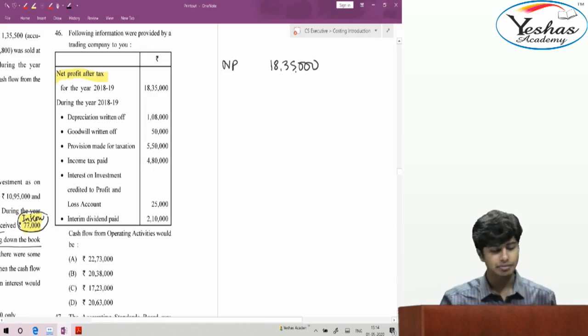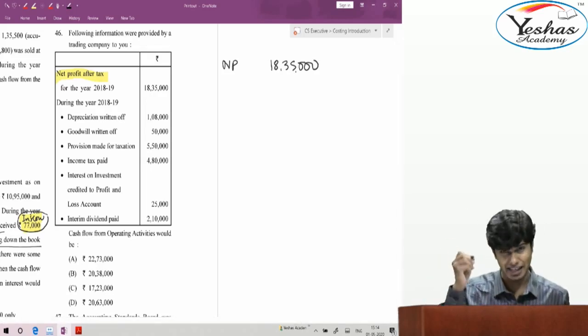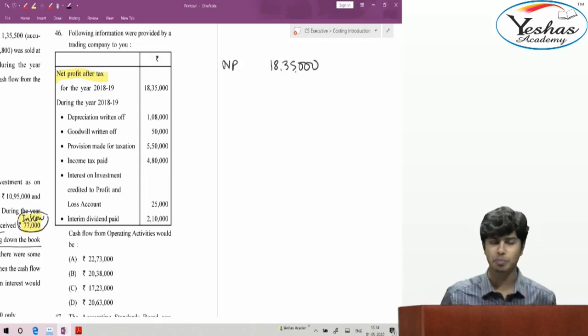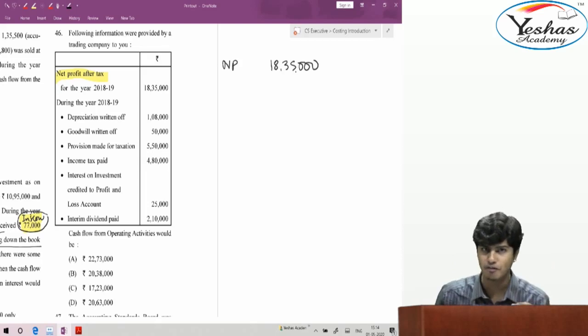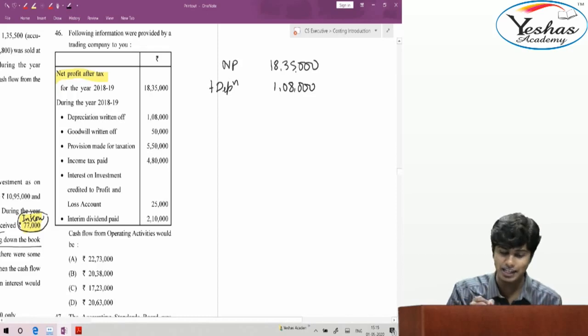18,35,000. And what is happening during the year? These items are there. Depreciation is written off. When depreciation is written off, it is a non-cash expenditure debited to the P&L account. That expense has decreased my profit, so I need to add it back to find my cash profit. Firstly it is not operating, secondly it is non-cash.